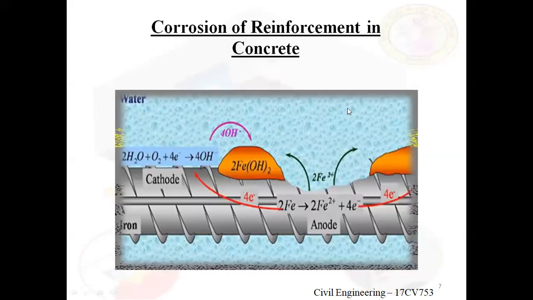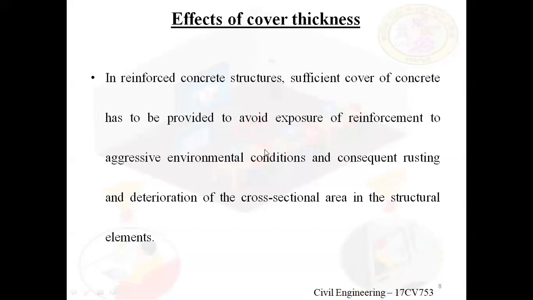This is the pictorial representation of the corrosion mechanism. You can observe here a steel rod, with this side the cathode and this side the anode. The negatively charged free electrons pass through the steel, and on the other side, from anode to cathode, it generates 2Fe(OH)2. This is the rust actually. This is the mechanism of the corrosion of steel.